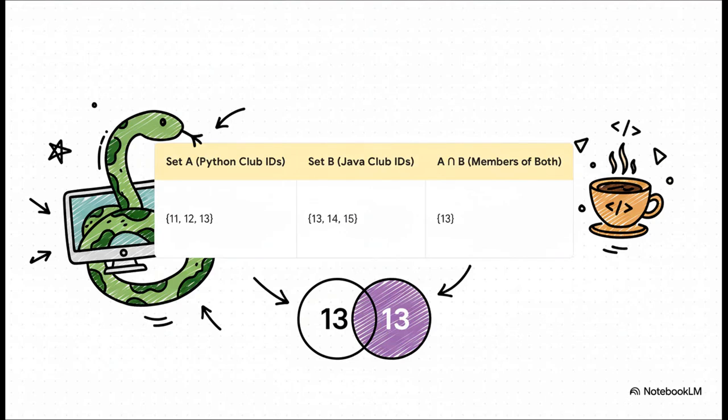And let's look at the numbers again. If set A is our Python club with members 11, 12, 13, and set B is our Java club with 13, 14, 15, what's the one ID they both share? You got it, it's 13. So the intersection is just a new set with that one single number. Simple, right? Very, very specific.